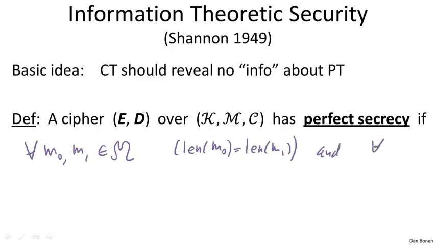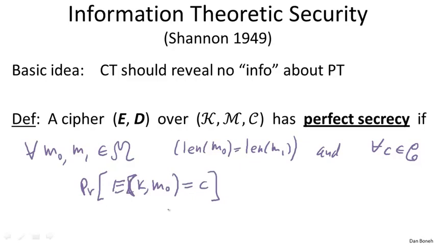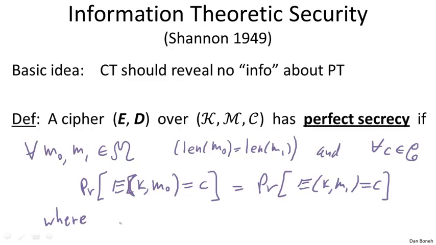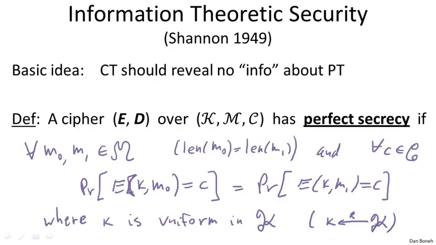And for every ciphertext C in the ciphertext space, so for every pair of messages and for every ciphertext, it had better be the case that if I ask, what is the probability that encrypting M0 with K gives C, so how likely is it, if we pick a random key, that when we encrypt M0 we get C? That probability should be the same as when we encrypt M1. So the probability of encrypting M1 and getting C is exactly the same as the probability of encrypting M0 and getting C. And this is, as I said, where the distribution is over the key. So the key is uniform in the key space. So K is uniform in K. And I'm often going to write K with a little r above the arrow to denote that K is a random variable that's uniformly sampled in the key space K.